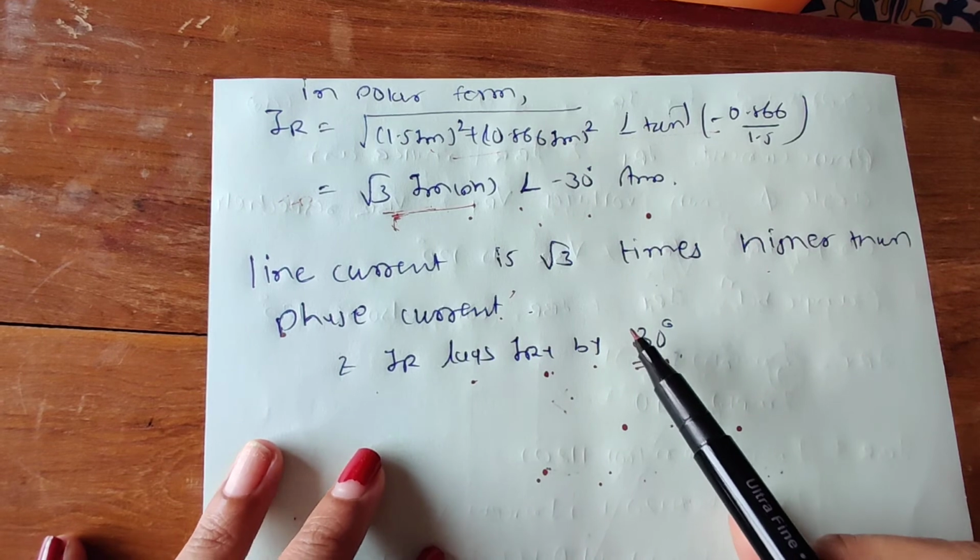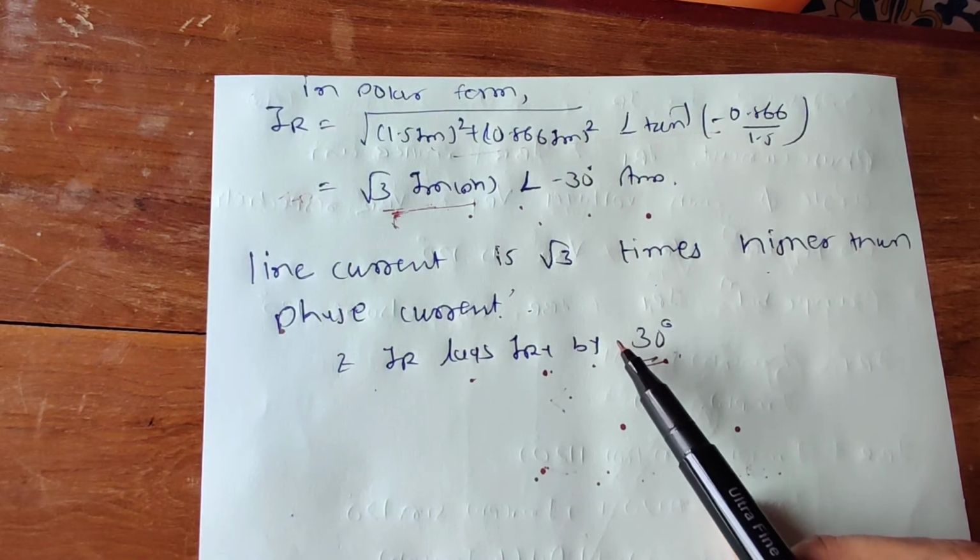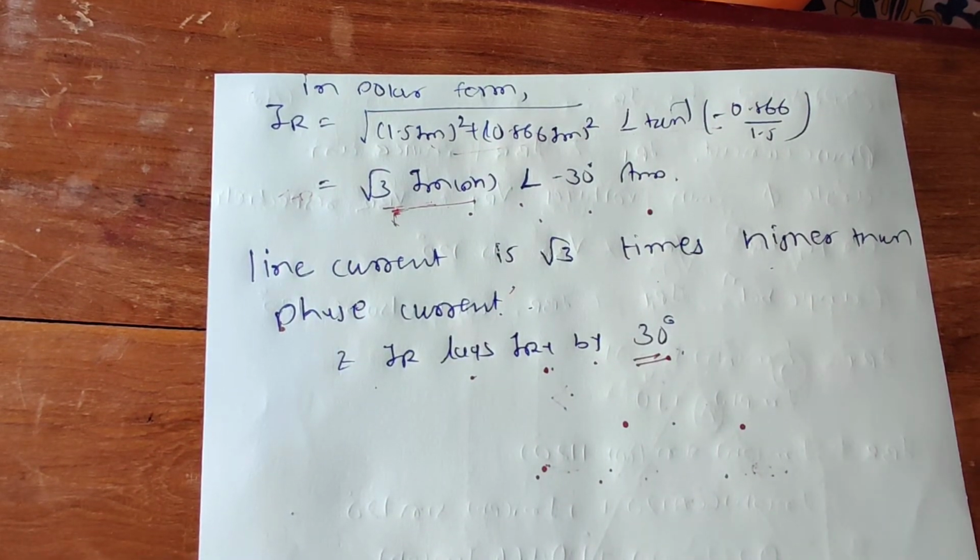So we have proved that the line current value is under root 3 times higher than the phase current value in a delta connected load.